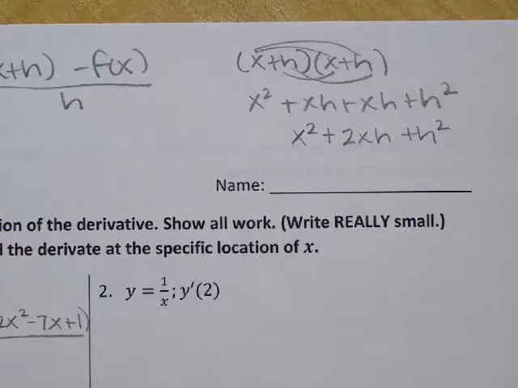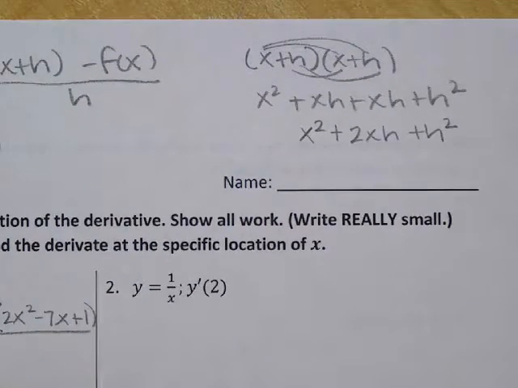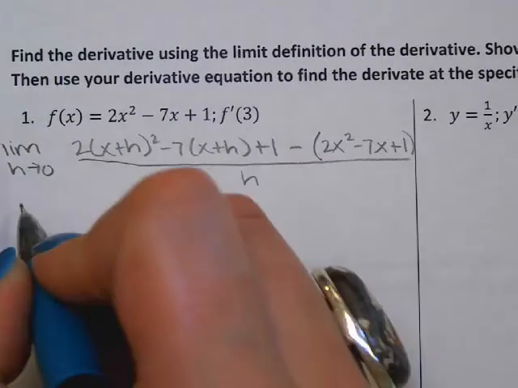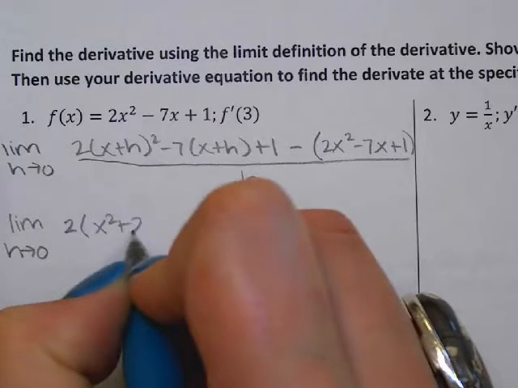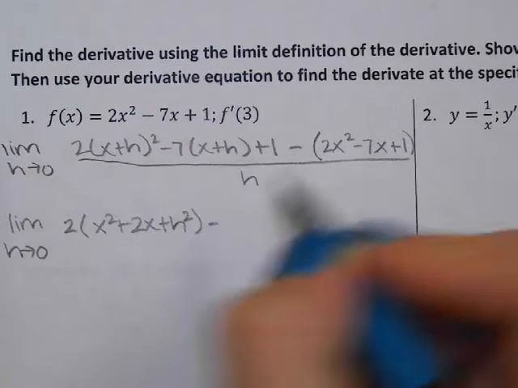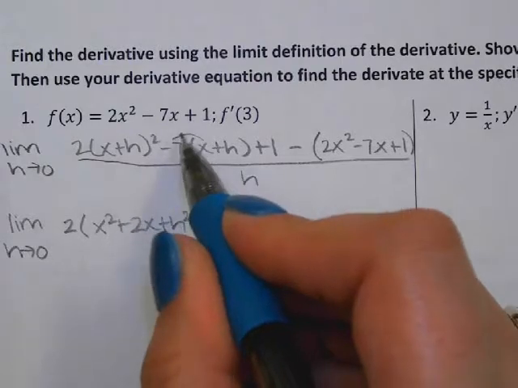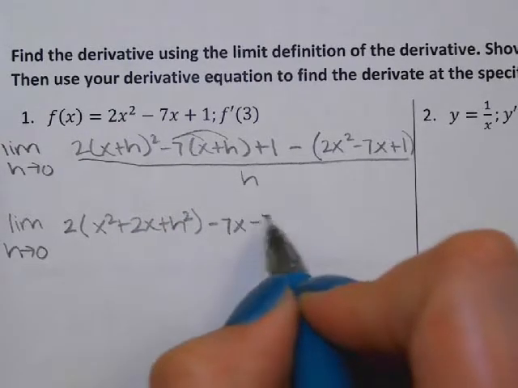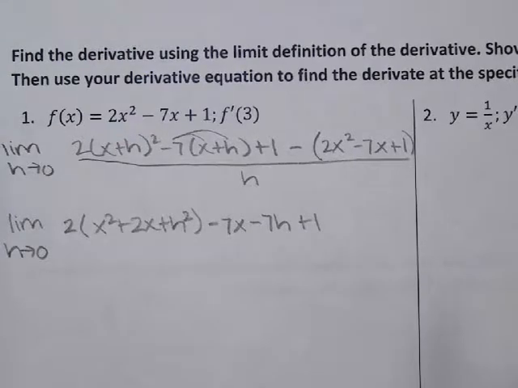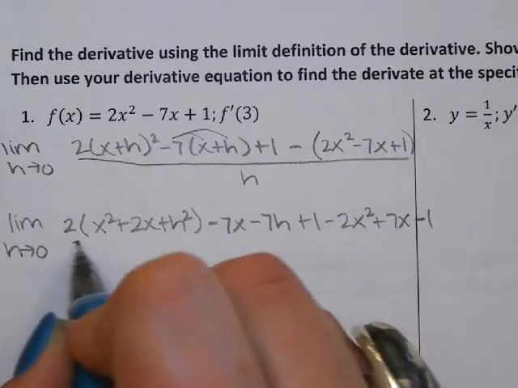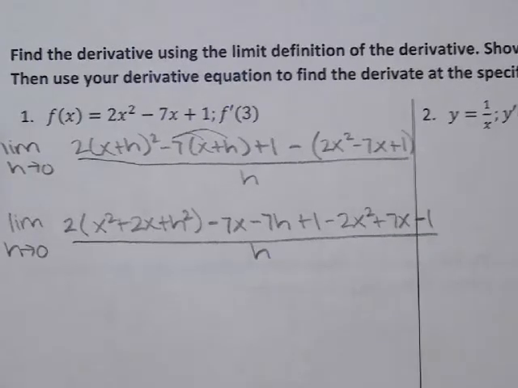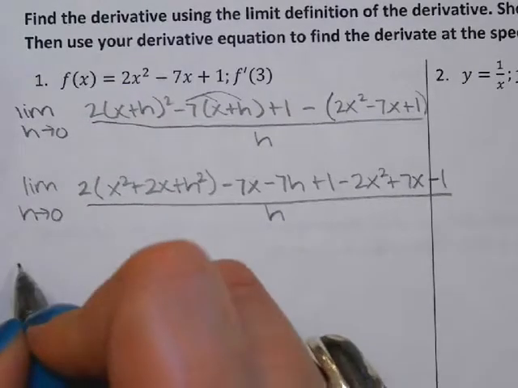Yeah, that's fine. So that means that now I have the limit as h goes to 0 of 2 times that stuff minus, I'll go ahead and distribute, minus 7x minus 7h plus 1, minus 2x squared plus 7x minus 1. And then I can go ahead and distribute that too.